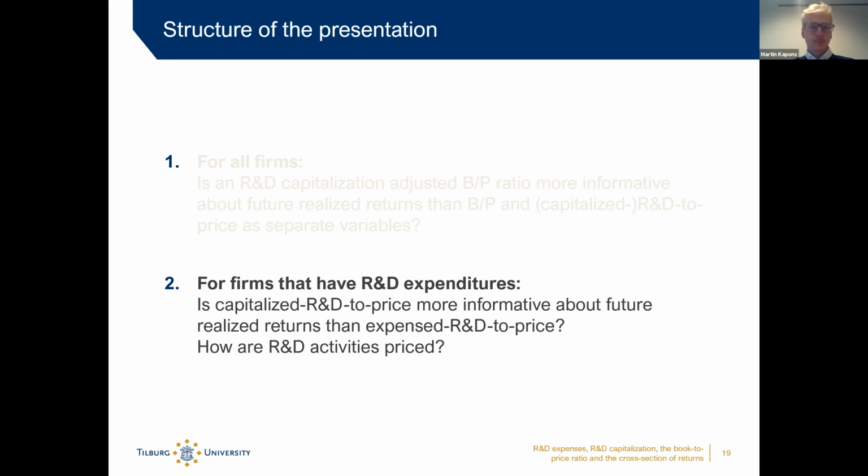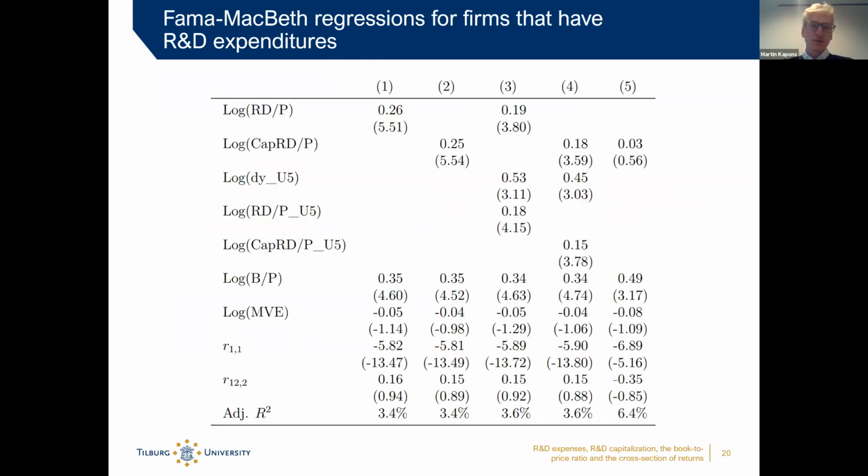Now, to speak to the second research question, which is: is capitalized R&D to price more informative about future realized returns than expensed R&D to price? For the subsample of firms that have R&D expenditures, I run Fama-MacBeth regressions as well, of a similar type, in that I always control for book to price, equity market value, lagged monthly return, and lagged annual return, skipping one month. And when I compare the R&D to price ratio to the capitalized R&D asset to price ratio, this features more or less the same variation, in that they're equally informative about future realized returns.